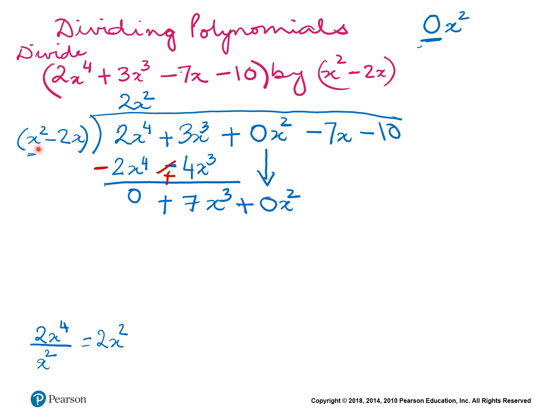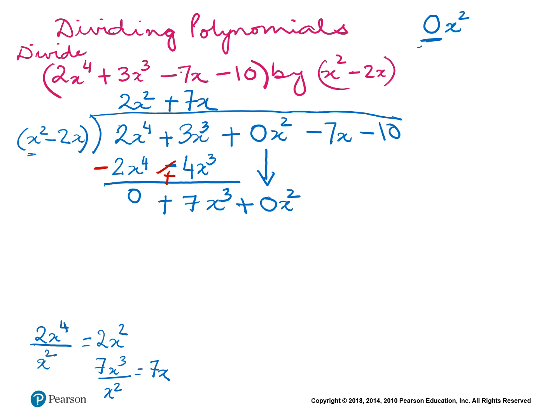What should we multiply x squared with to get 7x cubed, which is the first term of the dividend at this level? If you want, you can do the division on the side, which I'm going to do here. We have 7x cubed divided by x squared, which is the first term of the divisor, and we will end up with 7x. So if we multiply x squared by 7x, we will get 7x cubed. Good. So let's write that down up here on the quotient as the second term of the quotient.